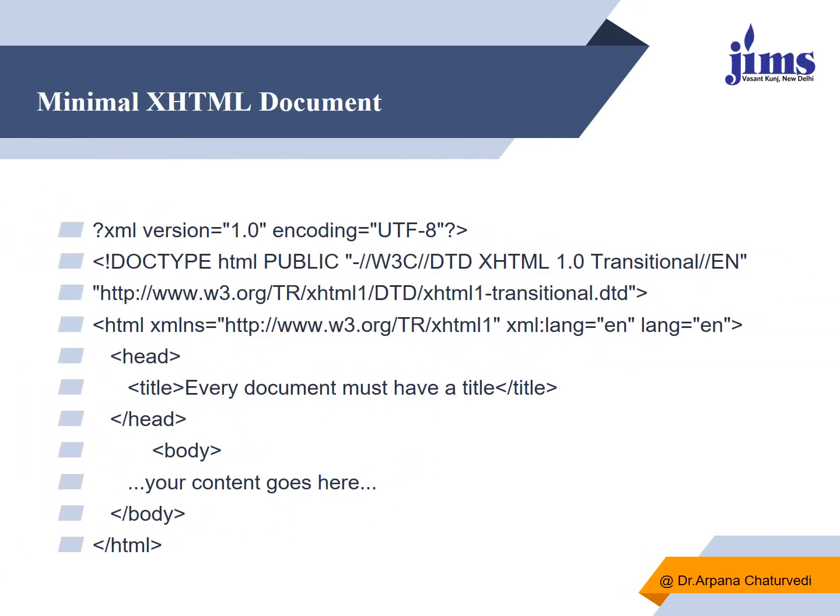A minimal XHTML document is like this. First of all, you will mention the XML version, encoding UTF, Unicode text format, then the DTD you will be using, then you must include the namespace, xmlns, then you will start writing the document, taking care of all the aspects which I just explained to you.